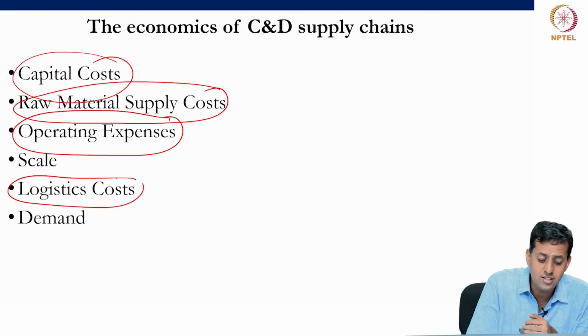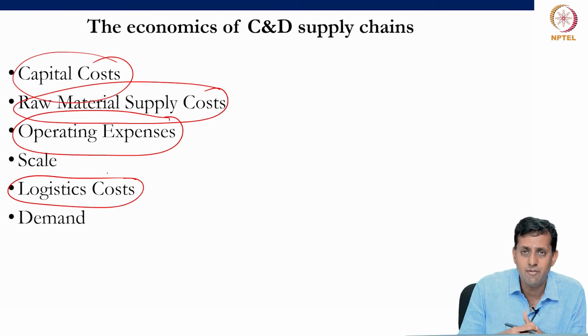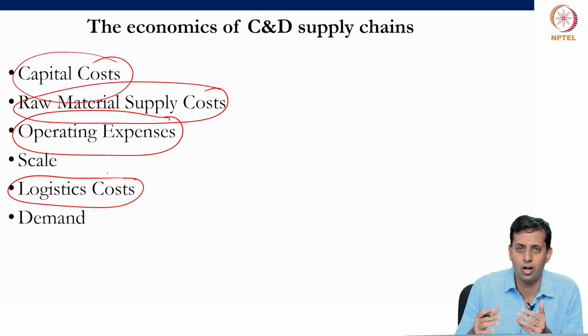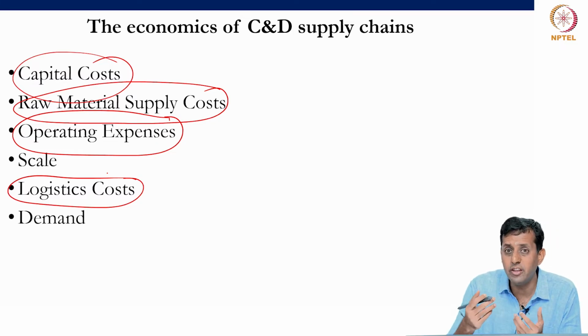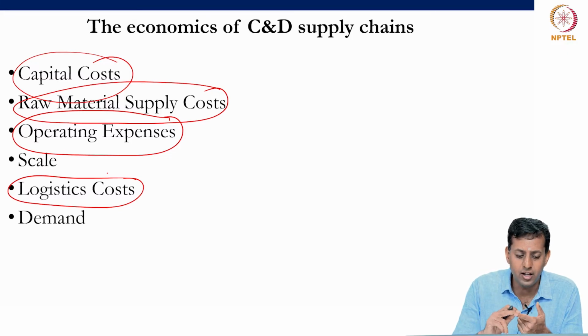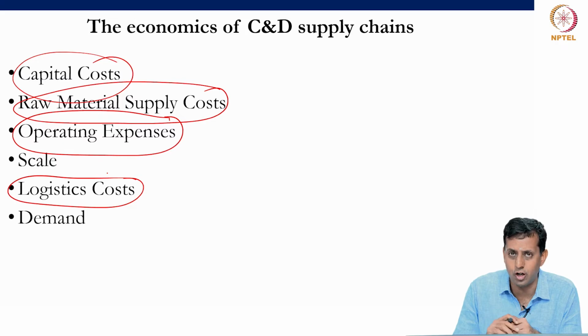Then they have to send it to somebody else. So they have logistical costs. Okay, so these are all the costs that go in: capital costs, raw material supply cost, operating cost, logistic costs.